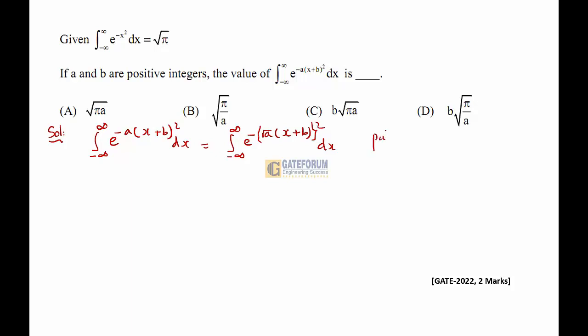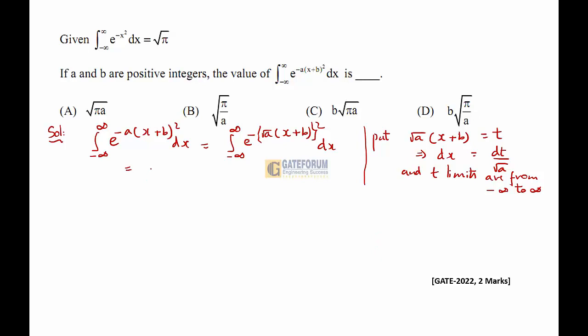So put root a into (x plus b) equal to t. This is the substitution method. Differentiating both sides, dx into root a is equal to dt, so I can write dt by root a as dx. For the limits, x lower limit is minus infinity; if I substitute here, t is also minus infinity. X upper limit is infinity; if I put it here, t upper limit is also infinity. So the t limits are from minus infinity to plus infinity.